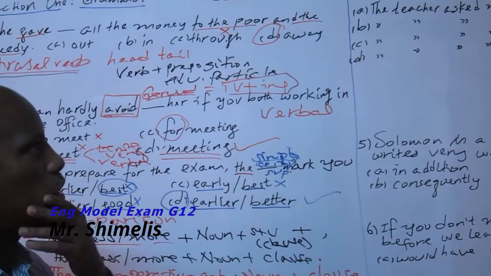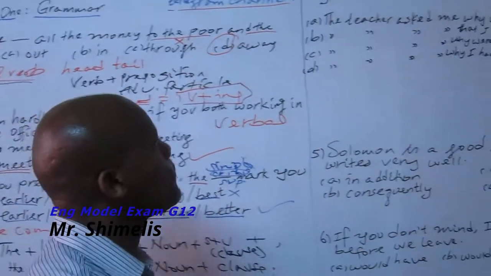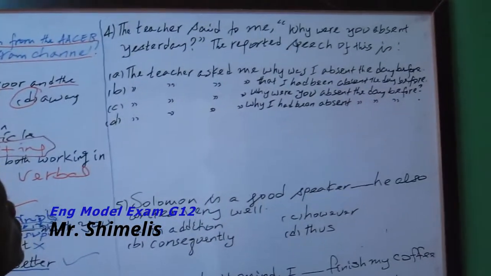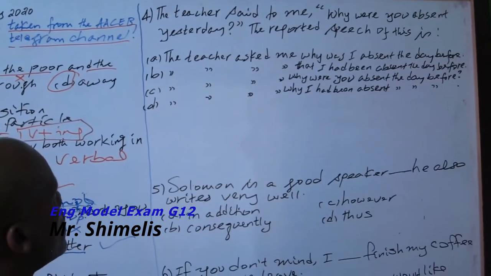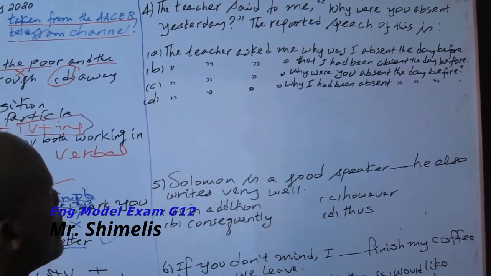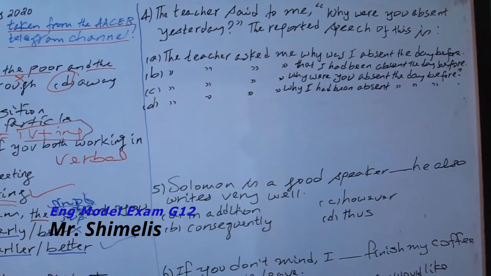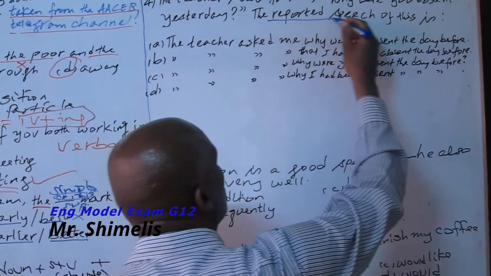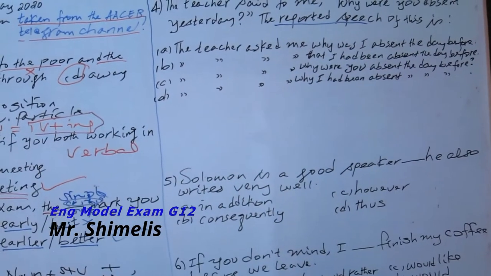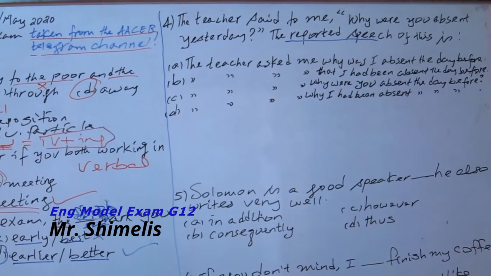Okay, let's continue to question number 4. The teacher said to me, quote, "Why were you absent yesterday?" Question mark, and we close the quote. The reported speech of this: now it is clear from the question that this question is from the grammar aspect which is called reported speech.